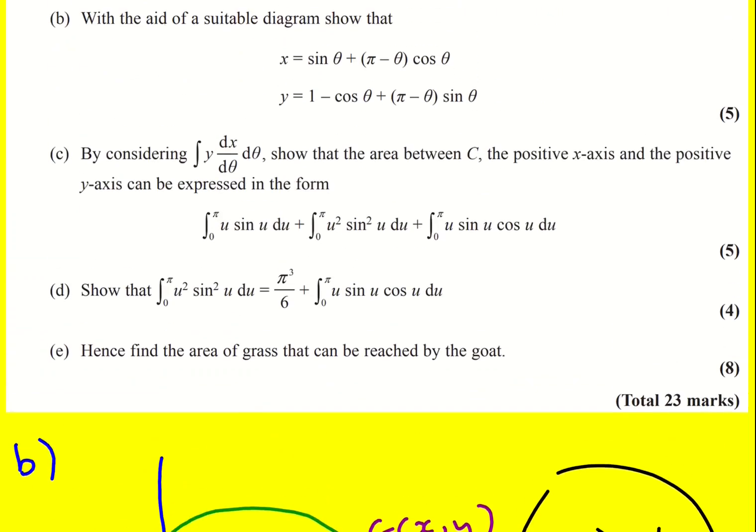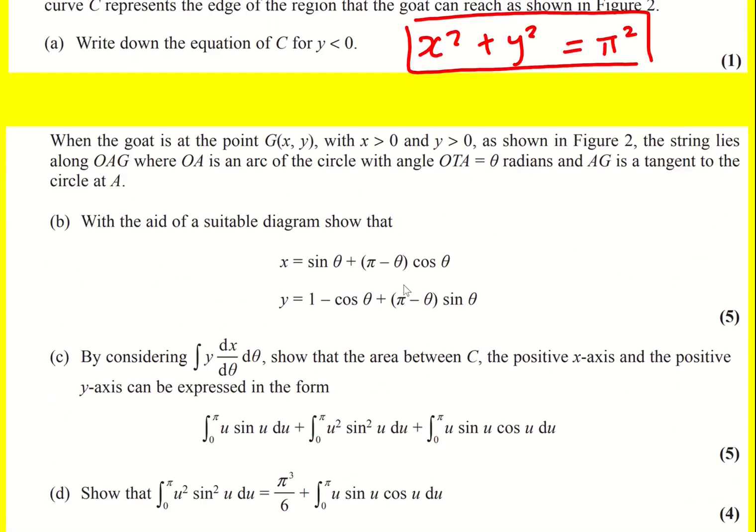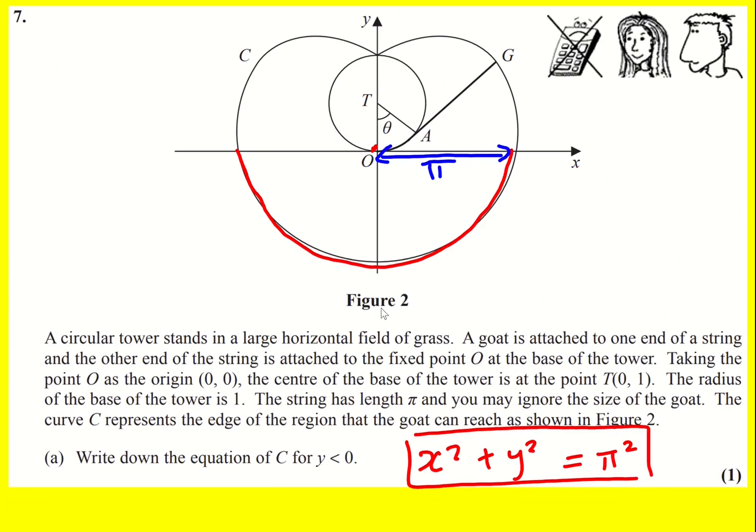Next up, part C, which I think is the most challenging part of the question. So we're asked essentially to integrate parametrically to show that the area between C, the positive x-axis, and the positive y-axis can be written as shown. What we're asking for is this area here in green.